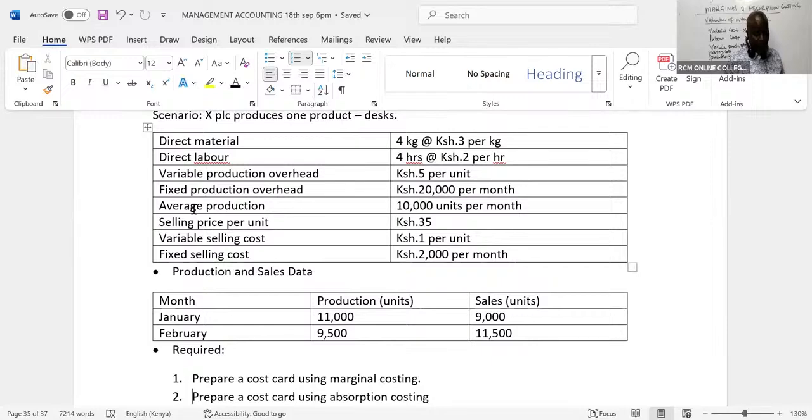So the month of January, we produced how many units? 11,000. And sold how many? 9,000. So is there somebody who is able to see closing inventory? Because we produced 11,000 and we only sold 9,000. So please, let's write this down. Because if you mess up in this quantity movement, you get a zero.